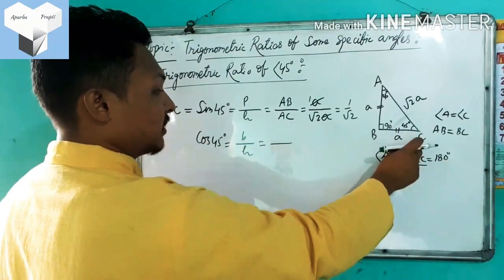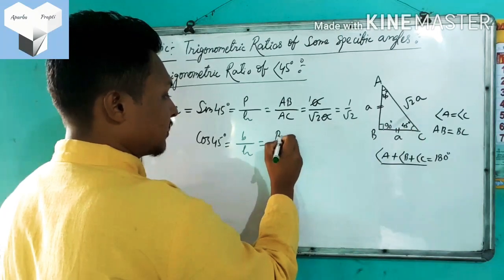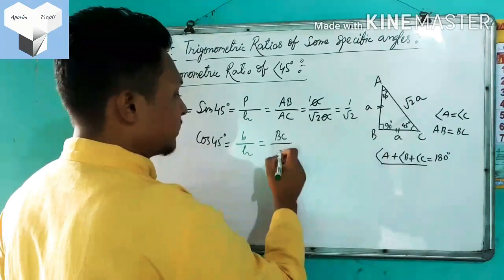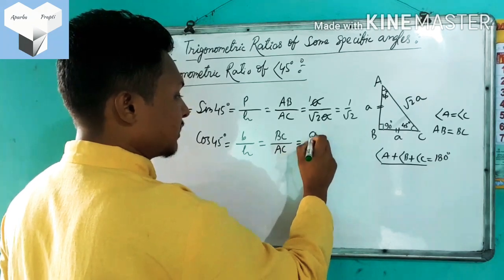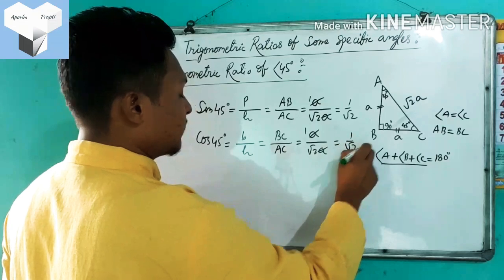That is with respect to angle C. B is what, guys? BC. The hypotenuse is this one, AC. The length of BC measures how much? A. AC measures root 2 times A. Cancel A, and here it remains 1 by root 2. This is the value of cos 45 degrees.